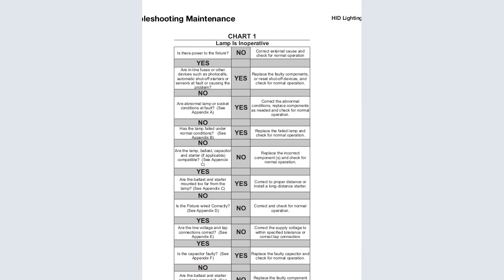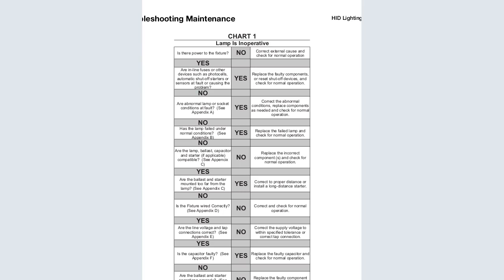Troubleshooting and maintenance. Remember the flowcharts that we have been using for troubleshooting and maintenance. This is another one that is used for troubleshooting and maintenance. Now, for example, chart 1: the lamp is inoperative or does not operate well. Is there power at the fixture? That is what you ask yourself. We are now troubleshooting; we want to know where the problem is in the HID lighting system. You ask yourself, is there power at the fixture?